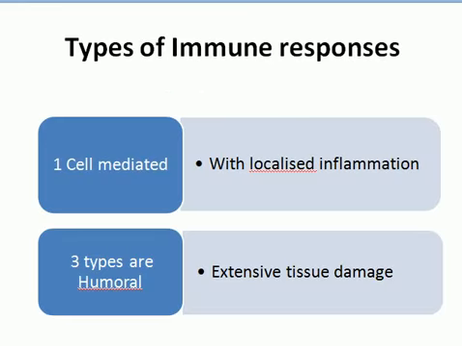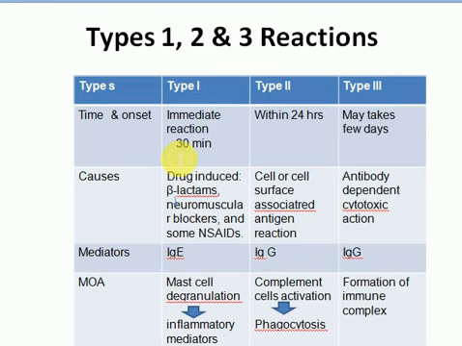Again, if you look at the difference between these two, in cell mediated it is localized inflammation, whereas in humoral it shows extensive tissue damage. Let us discuss the variation in type 1, type 2 and type 3 hypersensitivity reactions.